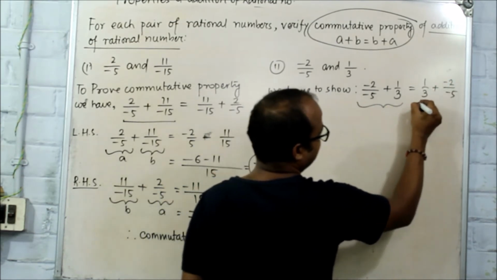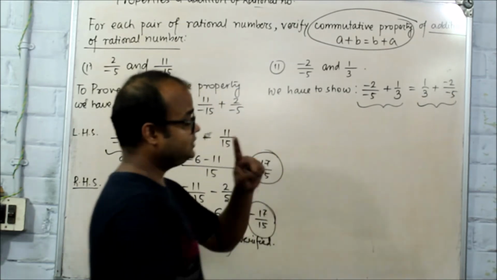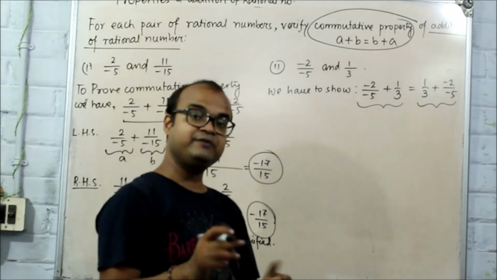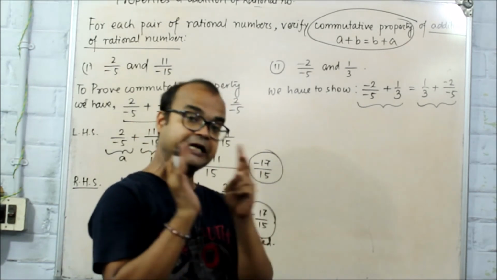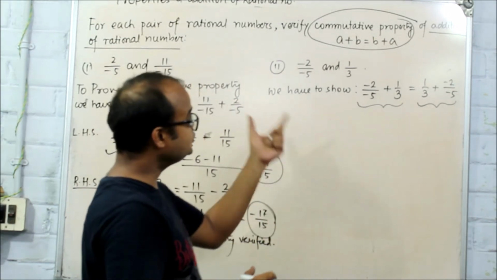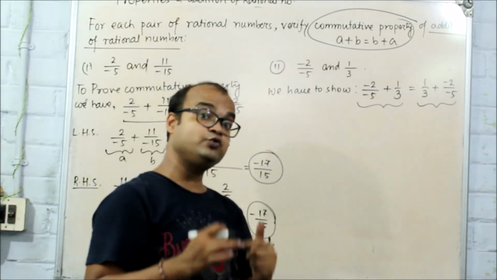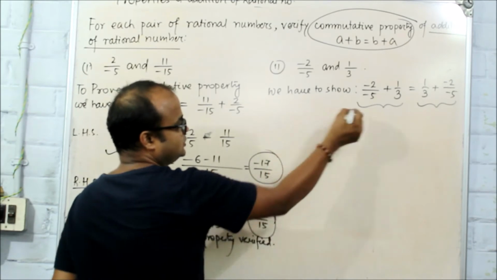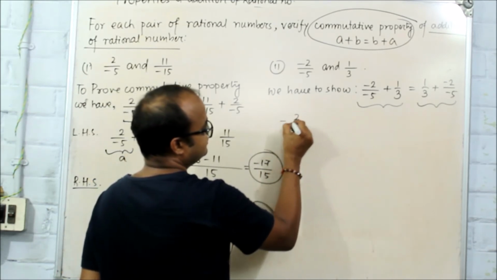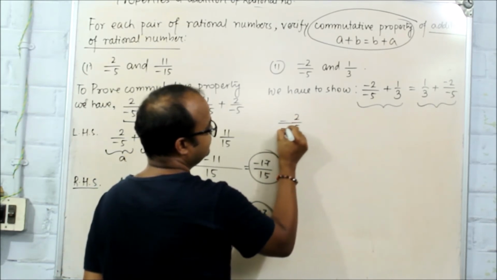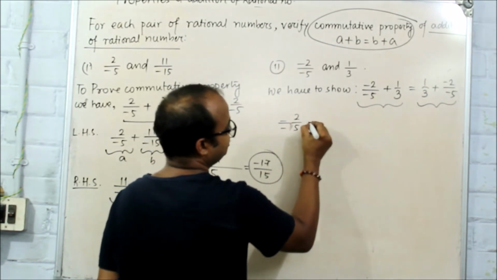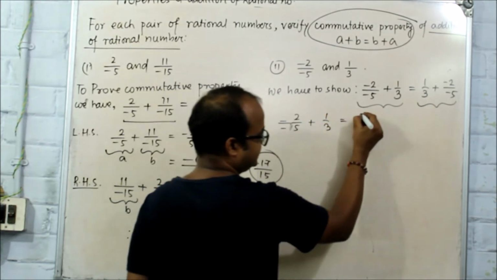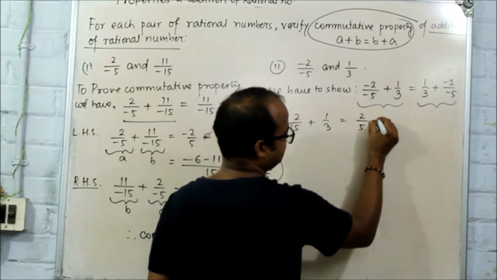Now one thing you need to know: don't cancel now. Once you are going to simplify, then cancel it. First write the result, because the question is important about whether you know the commutative property or not. So first we'll simplify this. Minus 2 by minus 5 plus 1 by 3. So minus and minus will get cancelled. So 2 by 5 plus 1 by 3.